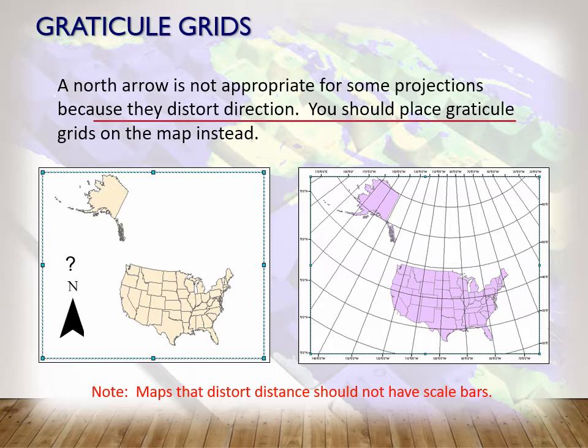Sometimes, depending on the area that you are mapping, a north arrow may not be the best thing to use. For example, if we are plotting the United States along with Alaska, the north arrow doesn't really make sense because over here in Alaska, north should actually be somewhere right here. So instead of using a north arrow, you can use graticules. They show your longitude lines along with latitude lines and help you figure out where north is, which is basically anywhere along the longitude line.